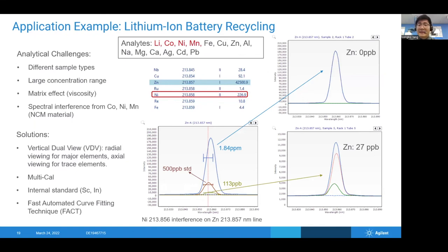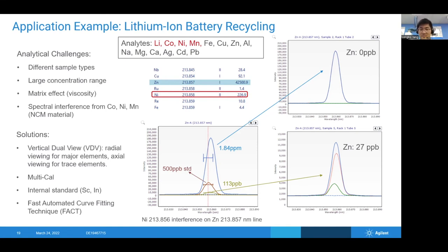And finally, analysis for recycling material is not that much different from the other ones because they are the same range of materials, but the sample type or concentration might vary a bit. This means that we need good internal standards selection to account for the matrix effect for all the elements, and use multi-cal for the elements that have a big concentration range. One thing I want to mention here is that sometimes we have spectral interferences that we just simply cannot avoid, especially when it comes to nickel, cobalt, or iron matrix. But we can still use FACT to deconvolute the mixed signal and get accurate results.